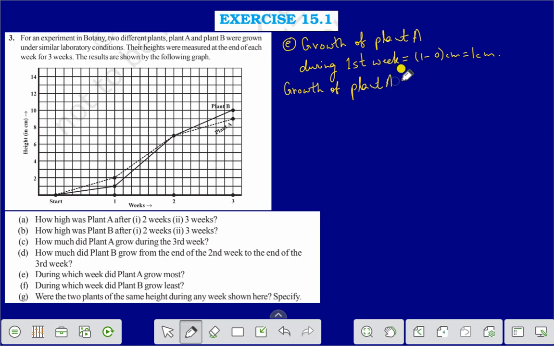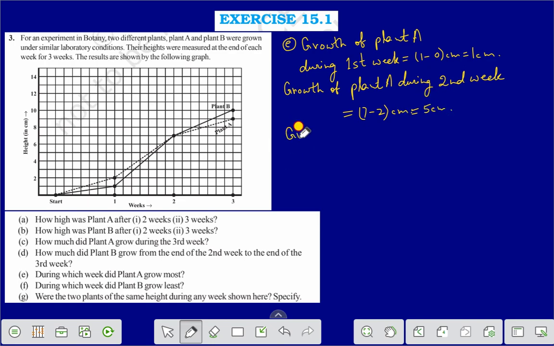Plant A. Growth of plant A during second week is equal to... Here you see, second week, this one, right? This one is 7 cm, and for plant A, this one is 2 cm. 7 minus 2 cm, that is 5 cm.